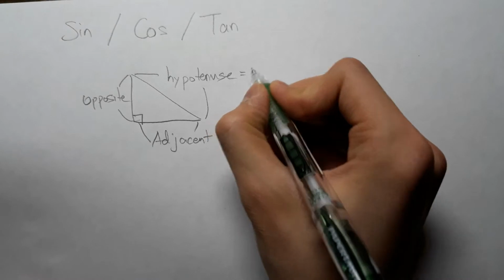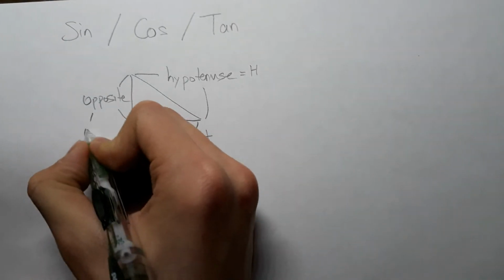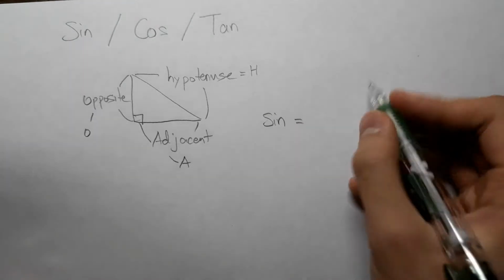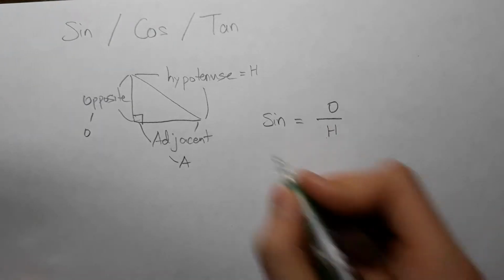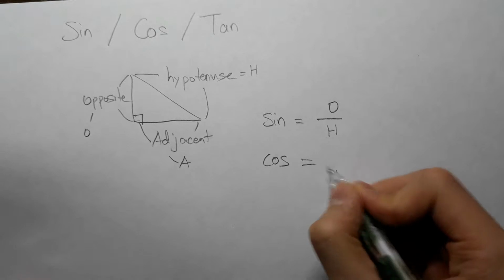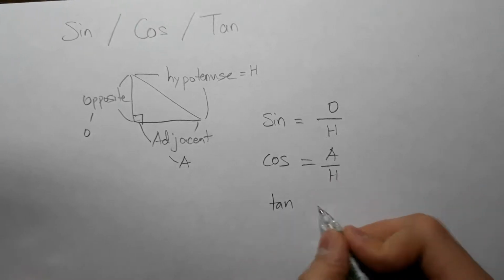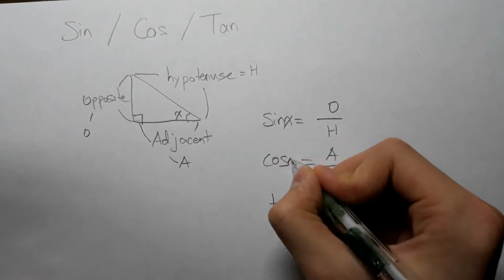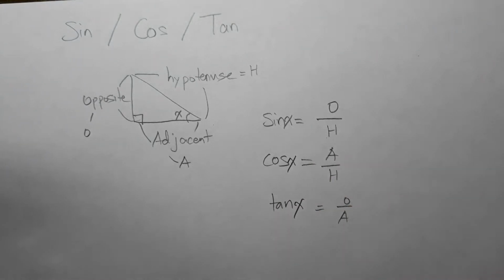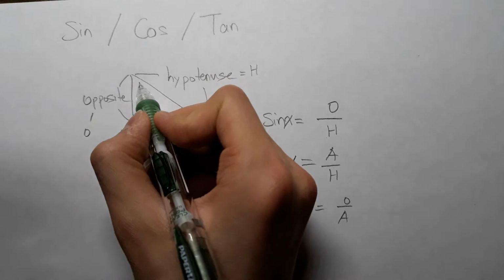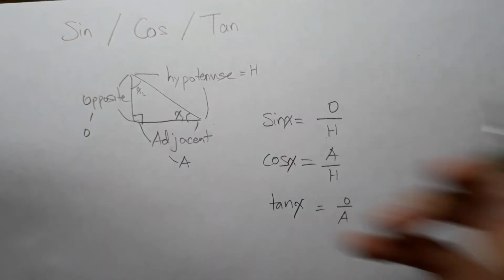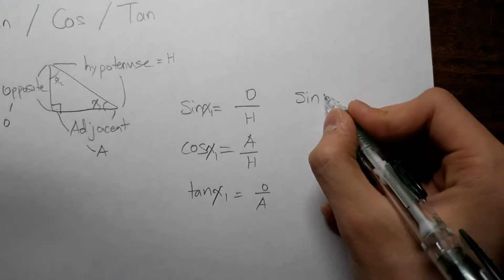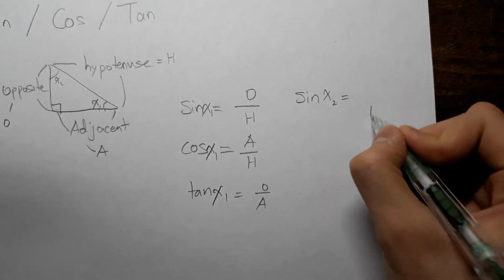Let's just say this is H, A, and O. So the sine value would be H over O. Cosine would be H over A, and tangent would be A over O. If you're asking about this value, but if you're asking about this value, that angle, then it would be H over A.